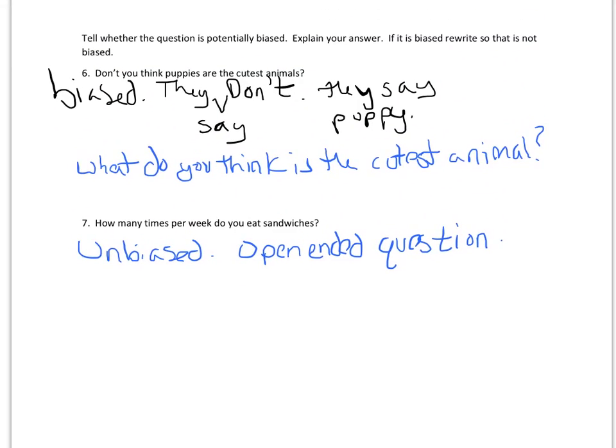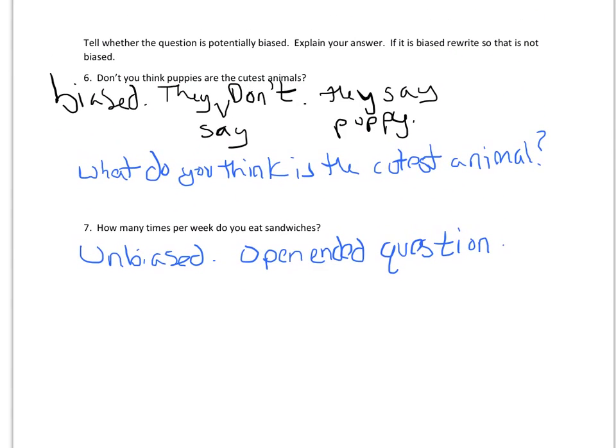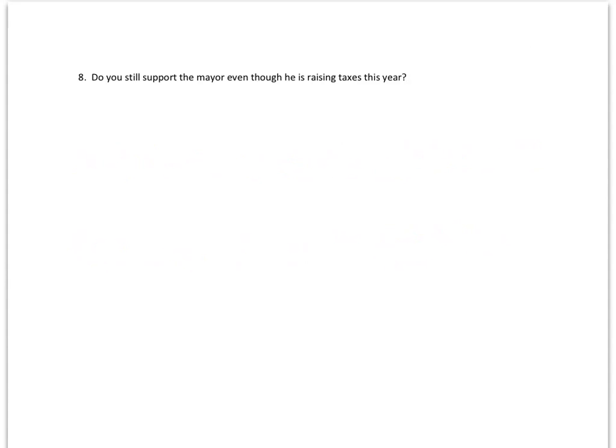Alright guys, hopefully this makes some sense to you. Almost done. So same directions. Read the question. Is it biased? If so, rewrite it and tell me why you thought it was biased. Bring this problem with you done tomorrow in class. Have a good time.